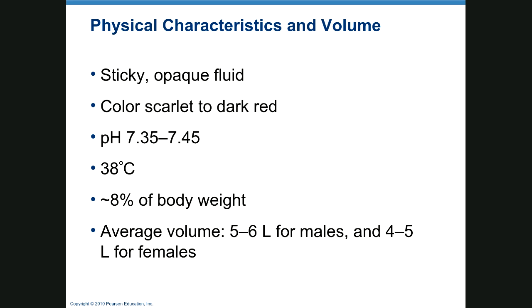Okay, it's a sticky, opaque fluid, red to dark red. Arterial blood is bright red. Venous blood is bluish, dark red. The pH is 7.35 to 7.45. The temperature is 38 Celsius. Of course, this is core blood. It's a little warmer than the more surface body temperature. About 8% of all weight. Average volume, I would just say 5 liters. Now, that's almost silly when you think about a 100-pound person versus a 500-pound person, but that is an average.